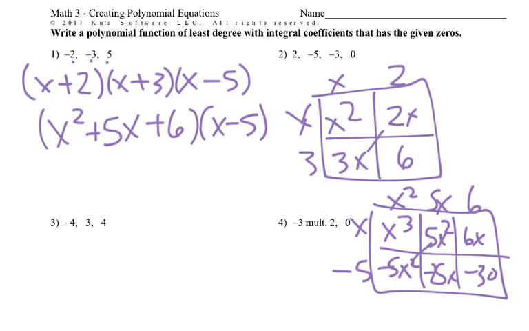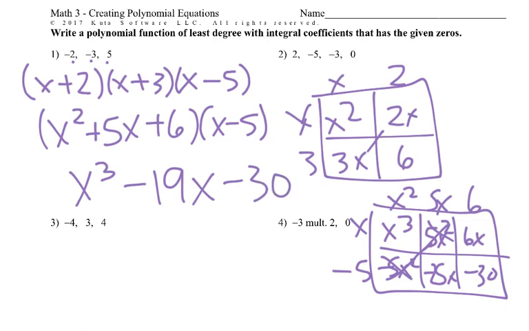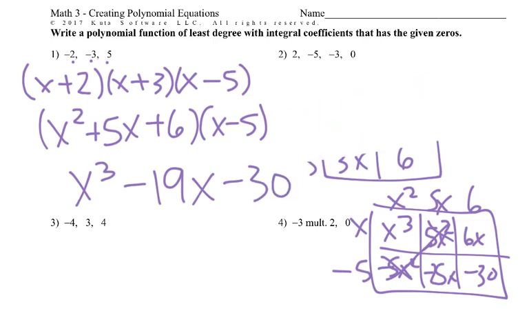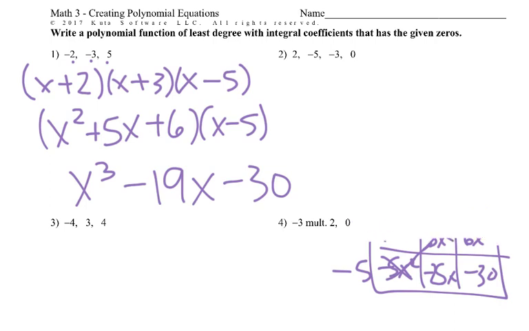Combine like terms, those two would actually cancel out, wouldn't they? The positive and the negative x squared, so we'd end up with x cubed, negative 25x plus 6x would be negative 19x, minus 30. And there's our answer for that one.